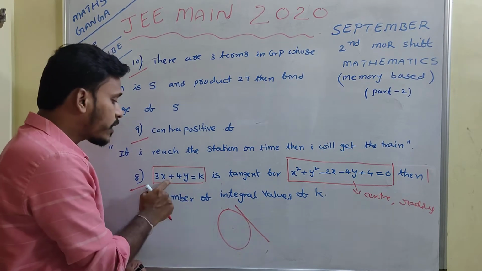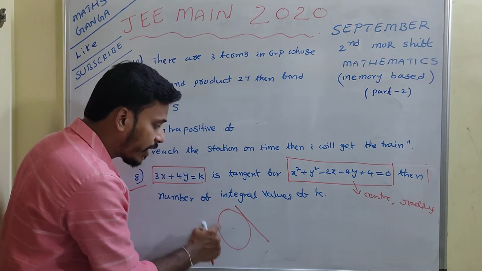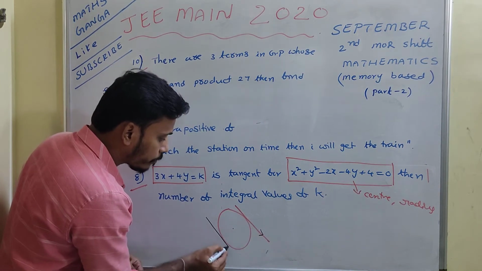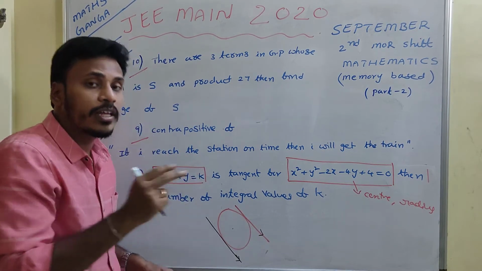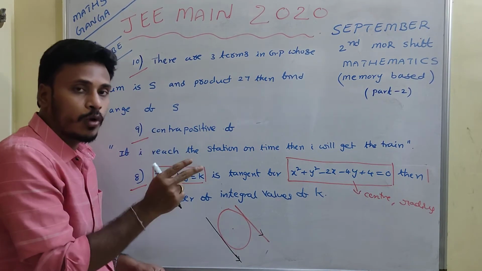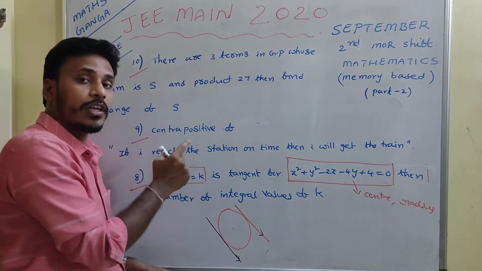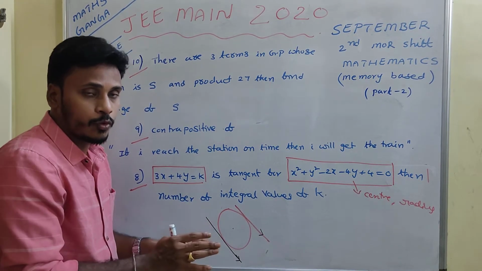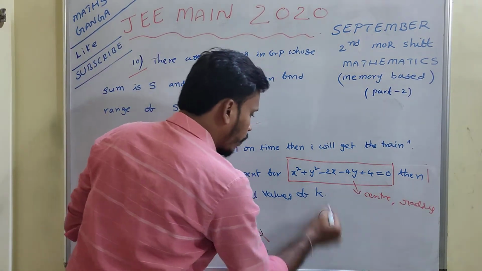As the problem is saying, since this is a line which is tangent for this circle, for sure there is another tangent which is parallel to this line. For a circle with a particular given slope, for sure there exist 2 tangents. So there exist 2 lines which act like tangents for this circle of the form 3x plus 4y equals k. So you will get 2 values of k. Without doing anything, just by conceptual ideas, easily you will answer that the number of possible integral values of k is 2. So your answer for this problem is 2.